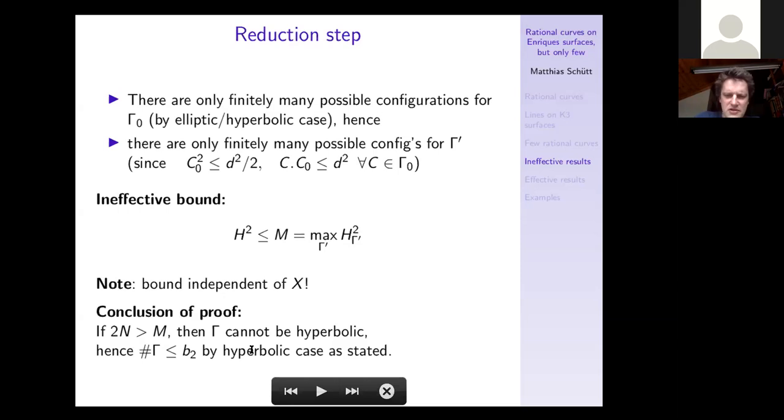So in the last line, it should read parabolic case because this is exactly giving me 24 or 12. And we first got this for K3s and thought, okay, for Enriques, it works the same and wanted to leave it like that. But then we were prompted to try to make this effective.